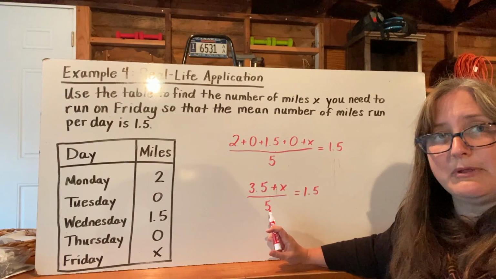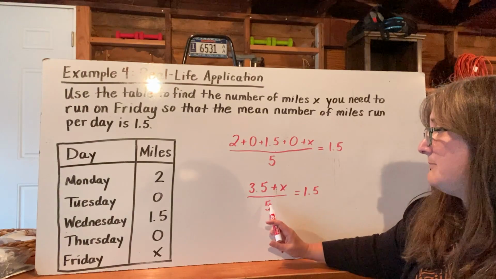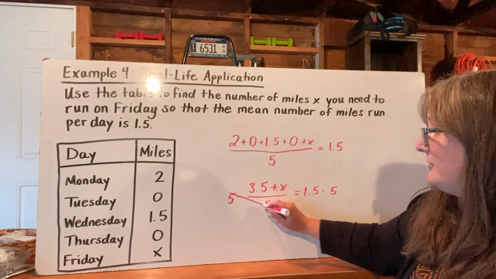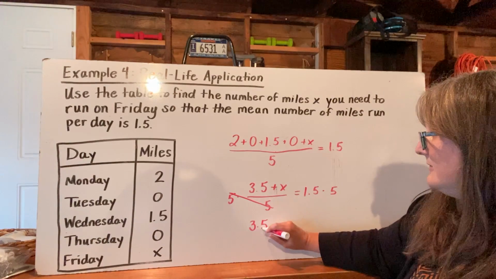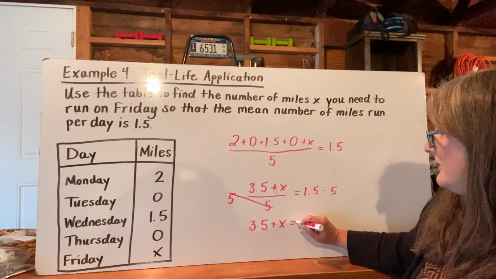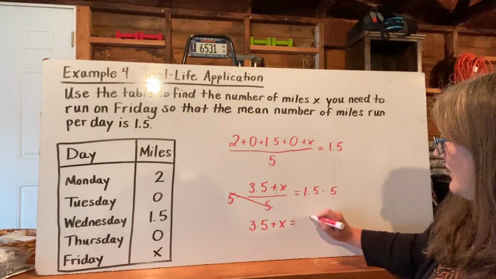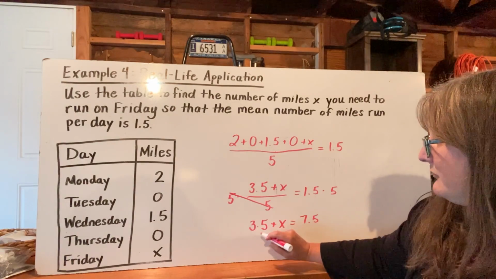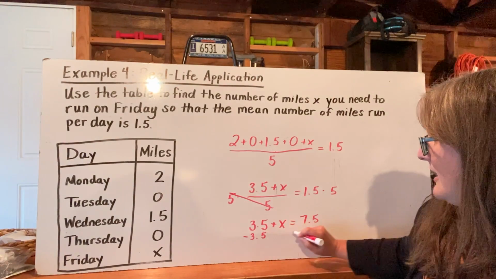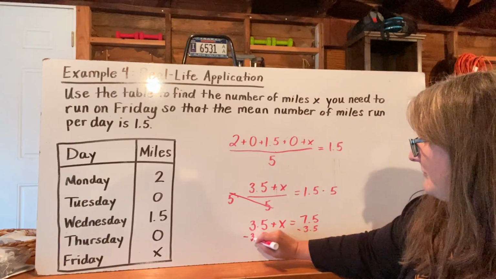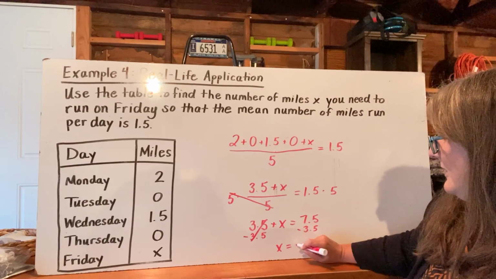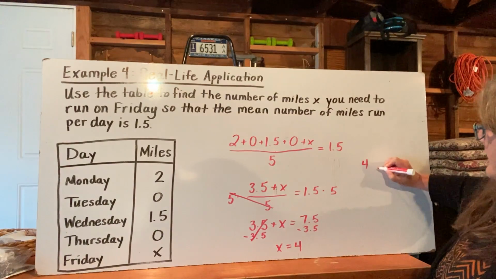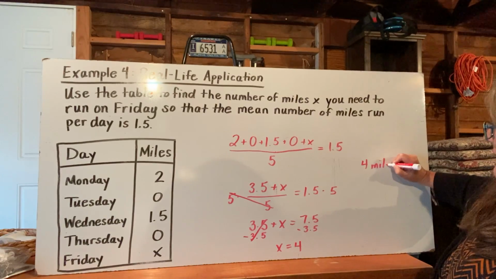Well, when I'm solving this problem, the last thing I'm going to do in this case is divide by 5. So it's going to be the first thing I get rid of. I'm going to multiply each side by 5, so this is going to cancel out here. And I'm going to do 1.5 times 5, I get 7.5. So now I just have to get rid of this plus 3.5. I'm subtracting 3.5 from each side. And I get 4. So I need to run 4 miles on Friday if I want to get my average up to 1.5 miles for the entire week.